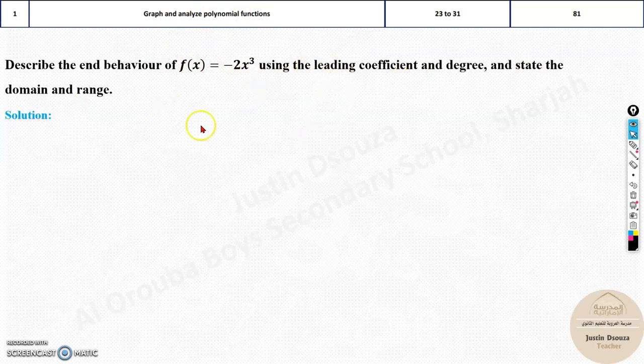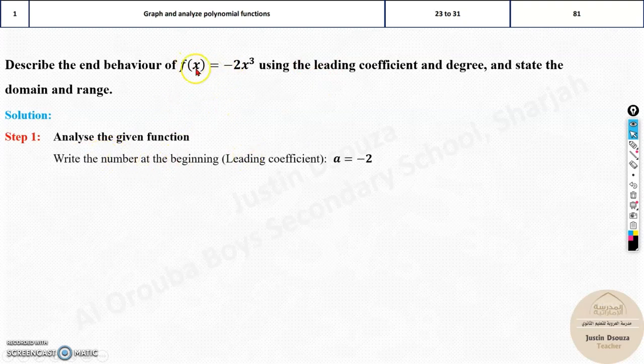Now, one by one, what is the leading coefficient? By analyzing, the leading coefficient is whatever is at the beginning. Now, some students make the mistake of taking this to be only 2. So don't forget it. Whatever the sign is there, that also must be included. It is a equals minus 2. So make sure you even include the negative sign, negative 2. Then the sign is negative. This is required because the graph changes its position.